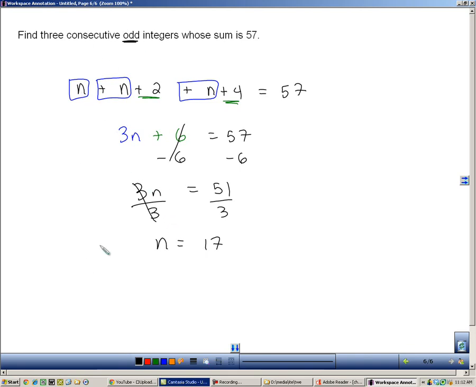Now that doesn't quite answer my question, because my question says 3 consecutive odd numbers. Well, if n is the first one, if 17 is the first one, then the next one is n plus 2, that's going to be 19, and the next one is n plus 4, that's going to be 21. So the answer here is 17, 19, and 21 are 3 consecutive odd integers that add up to be 57.